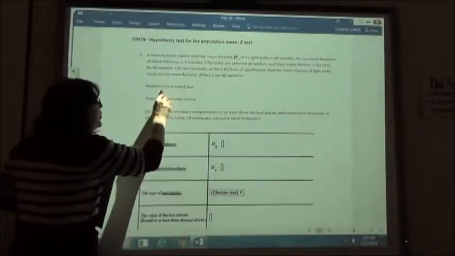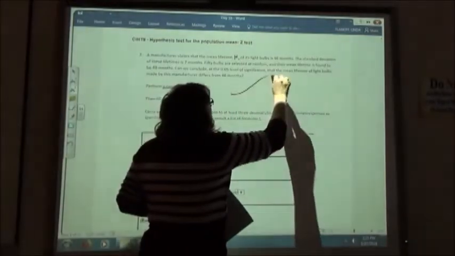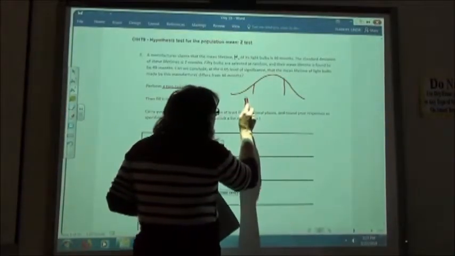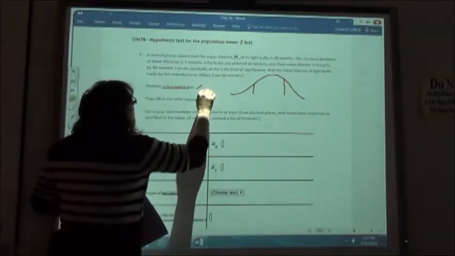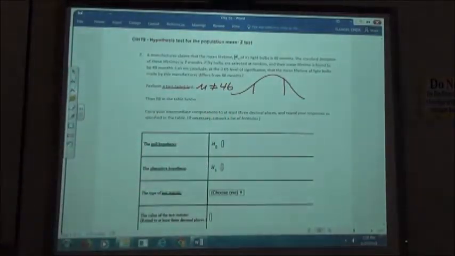It says perform a two-tailed test. You do a two-tailed test when it differs, because you weren't here last time, but we had that little curve, and if it differs, I could be at this end or this end. So we're saying that the mean does not equal 46 months because it differs, right?